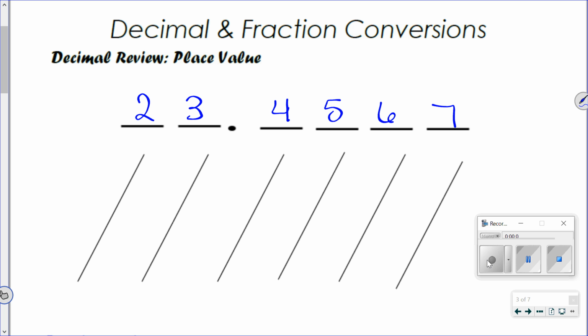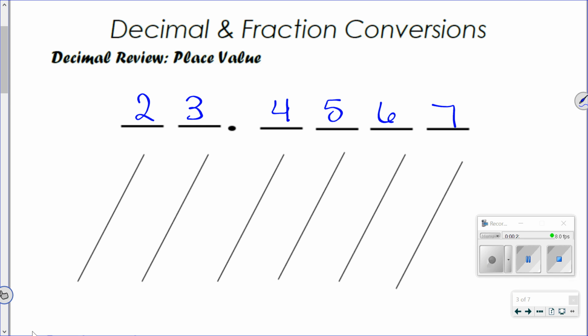Today we're going to talk more about fractions, decimals, and percents. And we're going to start with place value, because if you know the place value of the number and you can say the place value of the number, it will help you write that fraction or that decimal. Any questions? Okay, so who can tell me what place value the 4 is in this number?